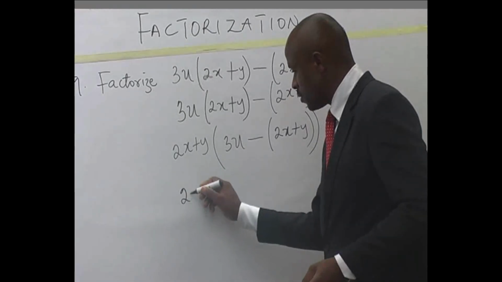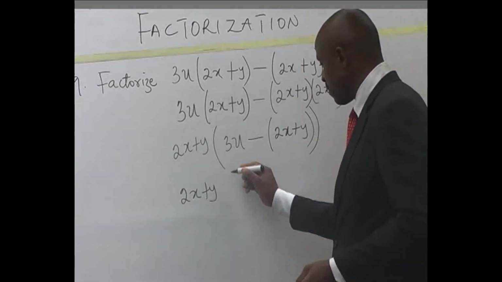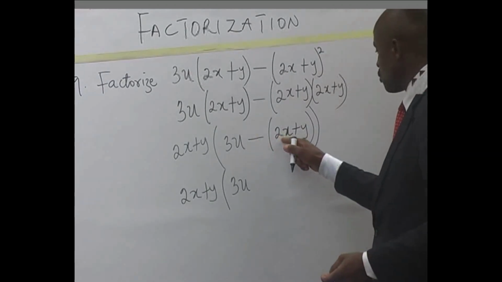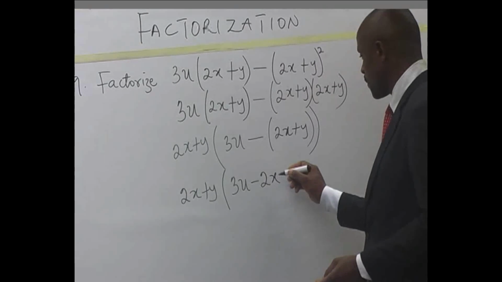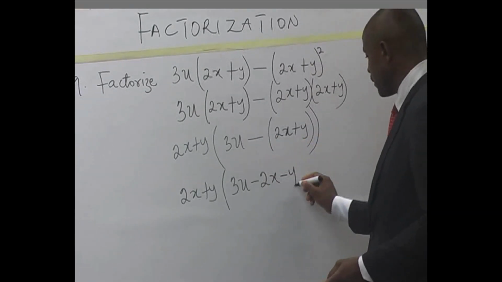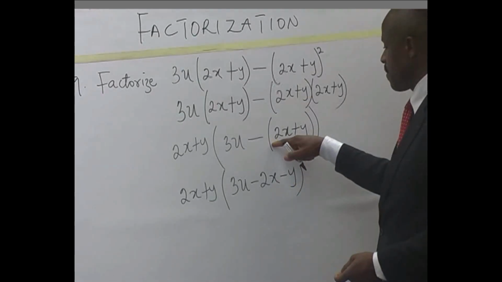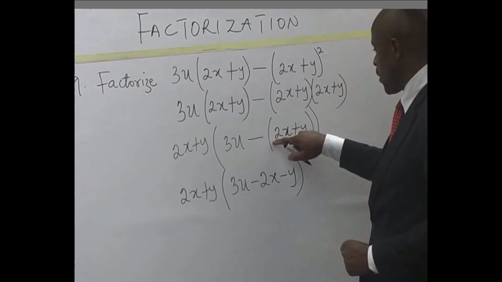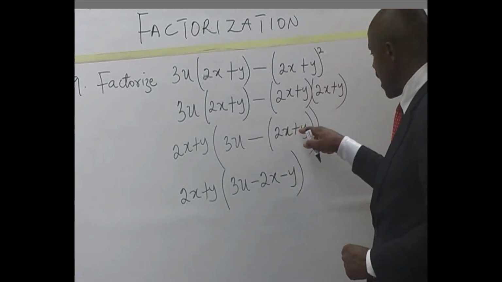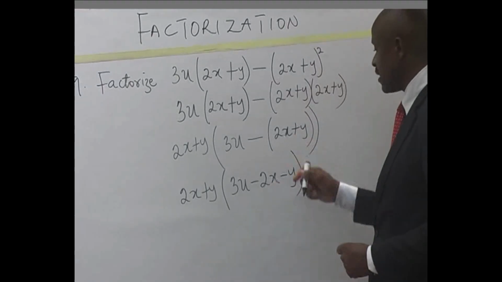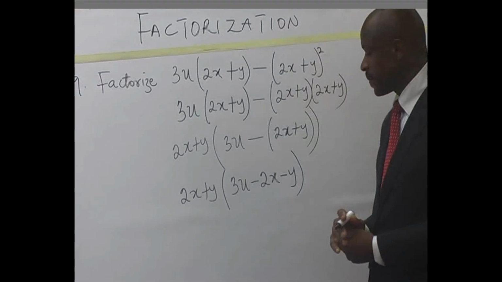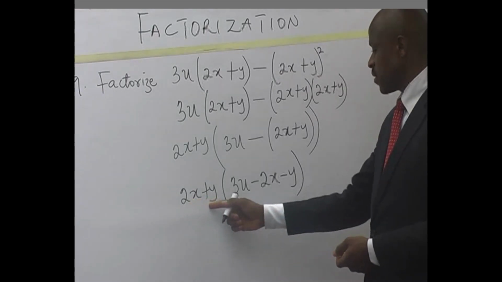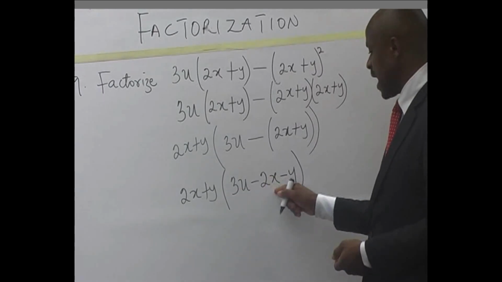Let's continue. We have 2x plus y, the one we have outside the bracket. Inside the bracket you have 3u, minus times 2x will give you minus 2x. Minus times plus y will give you minus y. You have seen the essence of putting this bracket. You are going to use the minus to multiply everything. Had it been you did not put this, what will be left will be 3u minus 2x then plus y, which is not the same thing with this, and is going to be a wrong expression. So the factorization has ended here: 2x plus y into 3u minus 2x minus y.